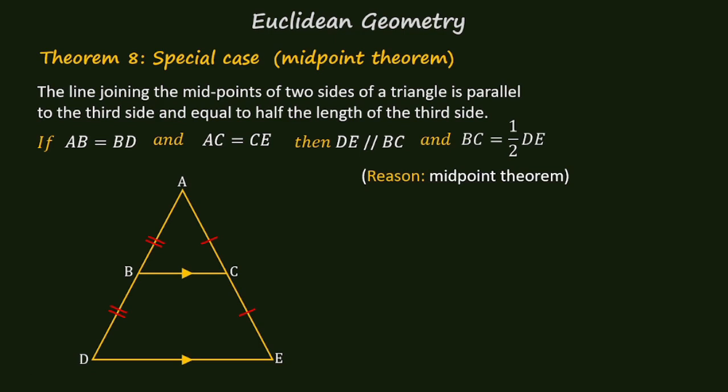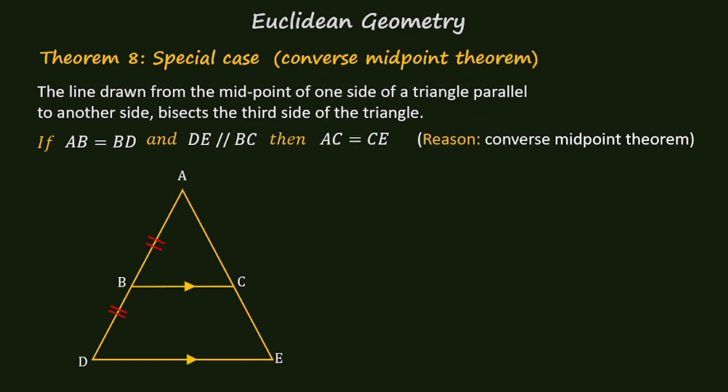The midpoint theorem also has the converse. The converse of the midpoint theorem says the line drawn from the midpoint of one side of a triangle parallel to another side bisects the third side of the triangle. Remember, in the midpoint theorem, this line BC was the midpoint of AD and AE. But in this case, we are told that it is parallel to the third side and it is a midpoint of one side.